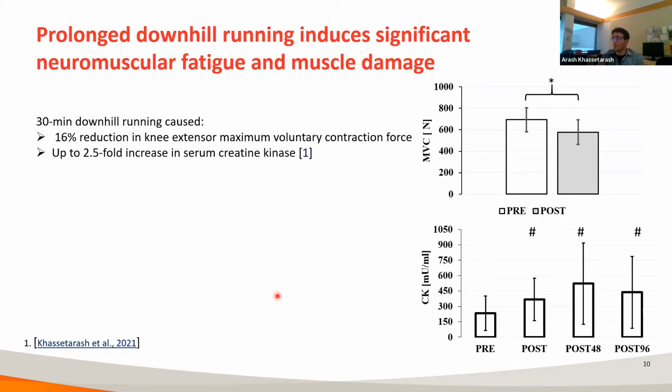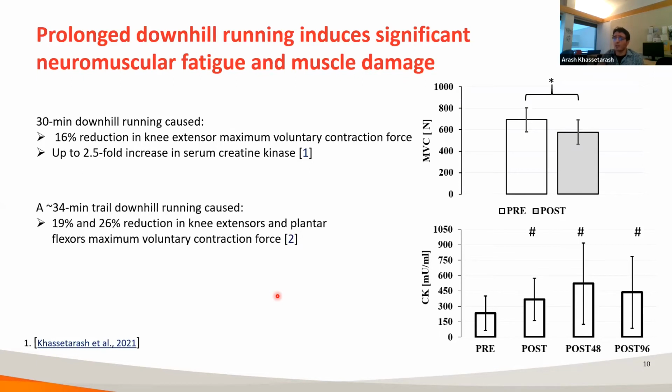Similar protocols have been used in the literature before. For example, a 34-minute trail downhill run caused a significant reduction in knee extensor and plantar flexor MVC. And therefore, we believe that this protocol was appropriate to investigate the effect of neuromuscular fatigue.